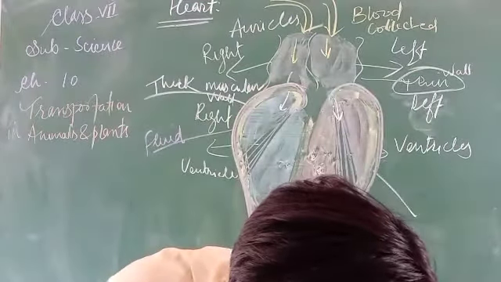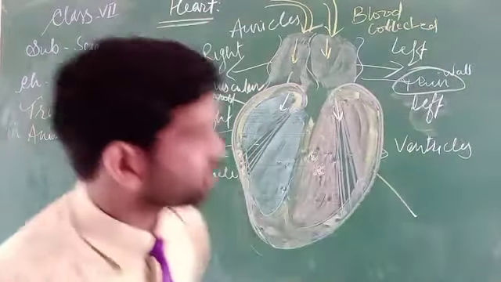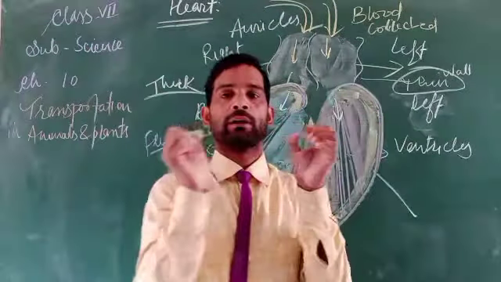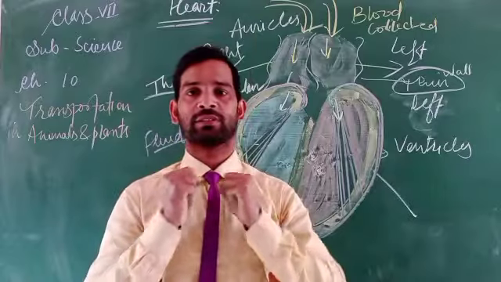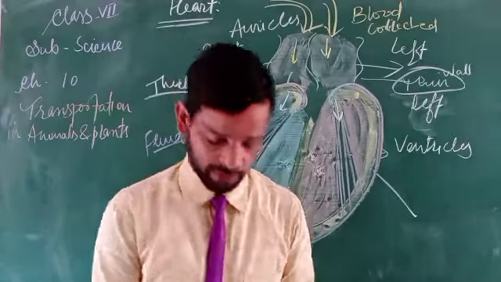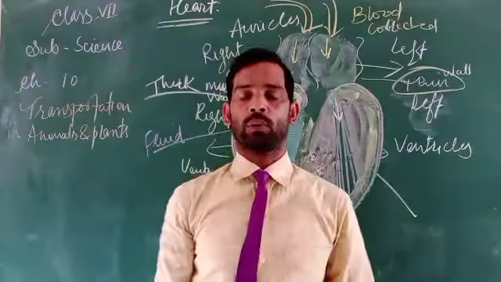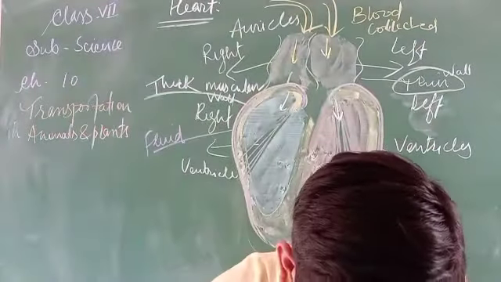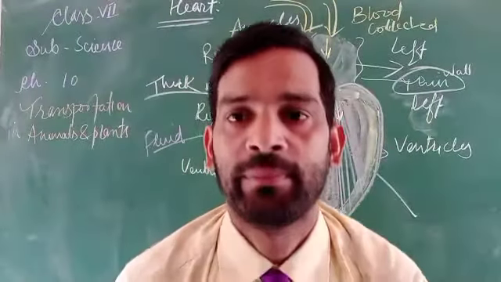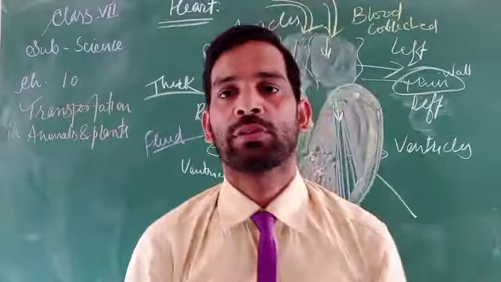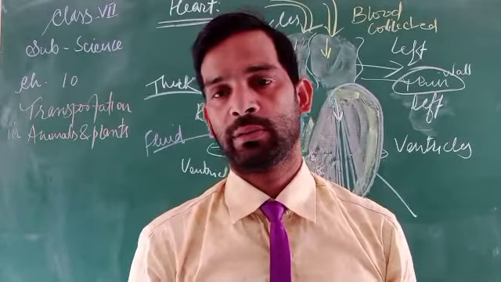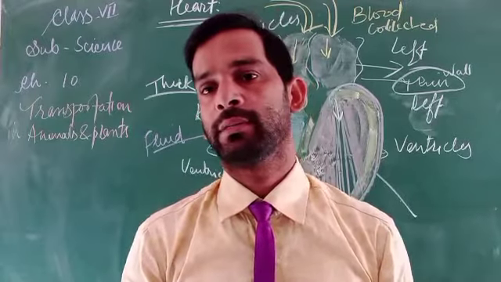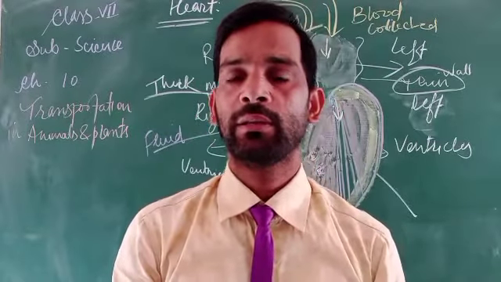The actions of the heart include contraction and relaxation. The heart contracts and relaxes. By this contraction and relaxation, the blood is pumped forward and supplied to the whole body. This type of relaxation and contraction produces the heartbeat. That is called systolic and diastolic.